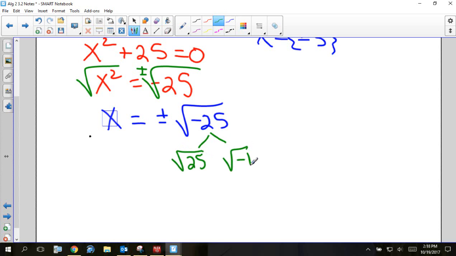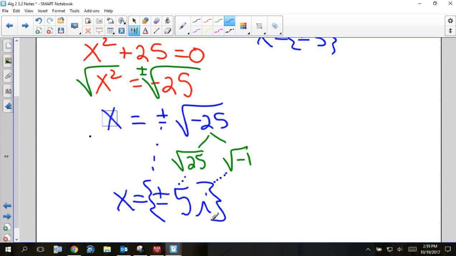And you're going to tell me, what is the square root of 25? The plus minus comes down. The square root of 25 is 5. And what's the square root of -1 we just learned? i. So if I needed an answer, if it wasn't a question of whether it's real or not real, if I needed an answer, it would be positive or minus 5i. Imaginary.